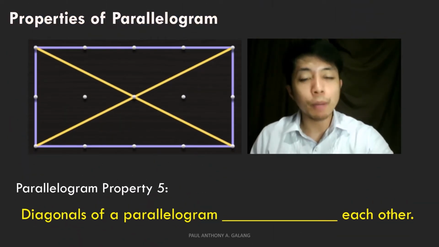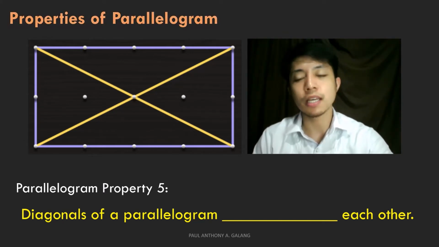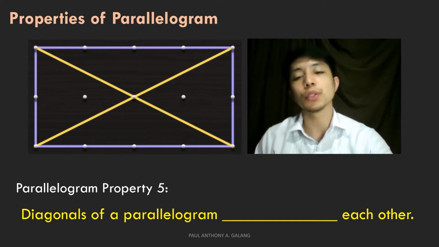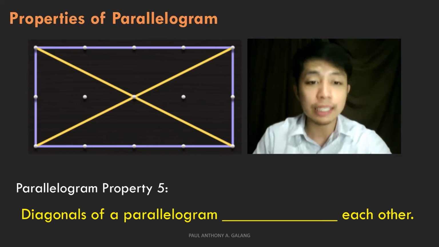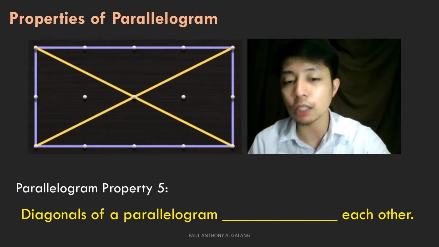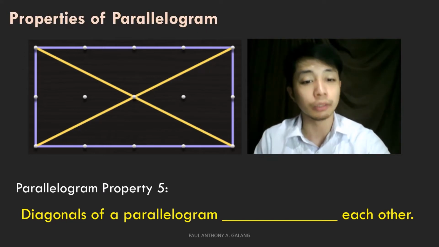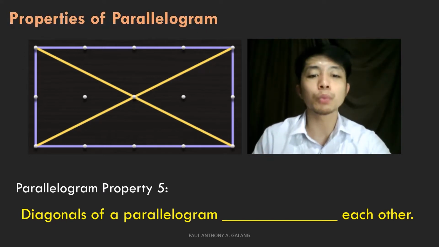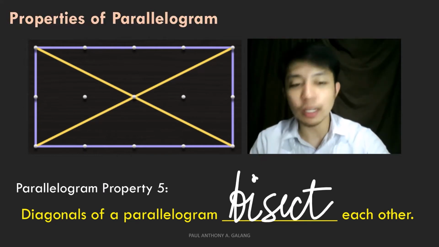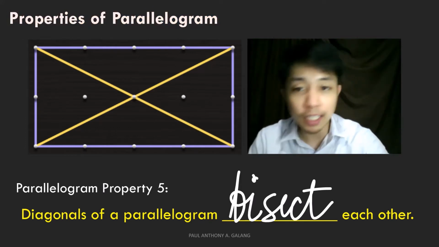For the last property, diagonals of a parallelogram blank each other. Here, we draw diagonals, two line segments in the parallelogram. You can see that the two diagonals intersect, meaning they meet. Also, you can notice that one diagonal divides the other diagonal into two equal parts, and therefore the word that correctly fills our fifth property is bisect. Diagonals of a parallelogram bisect each other. Did you get it? I hope so.